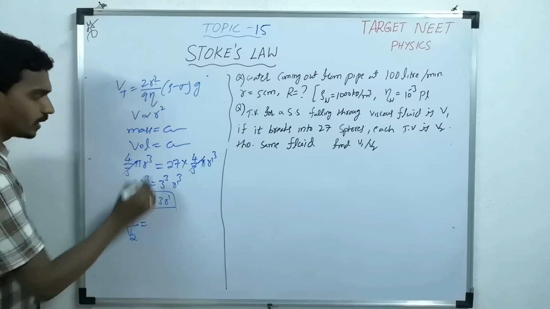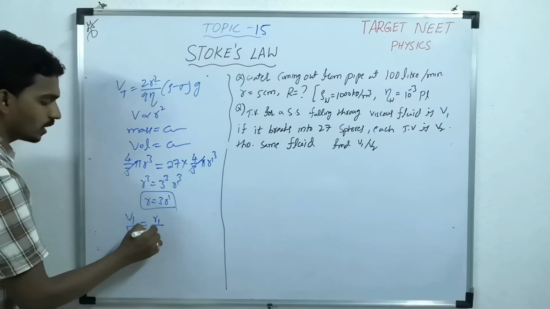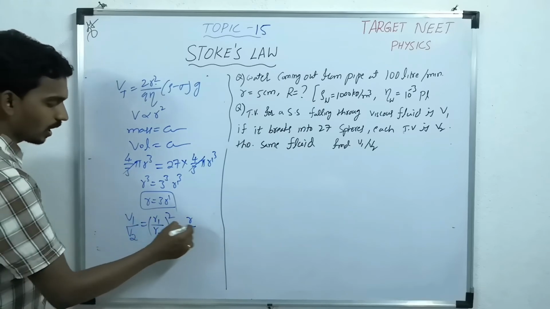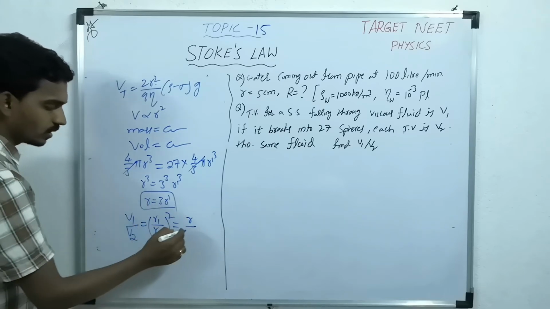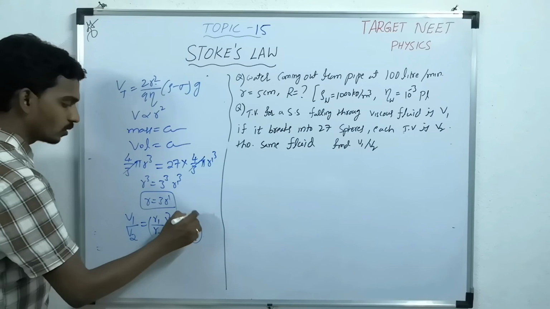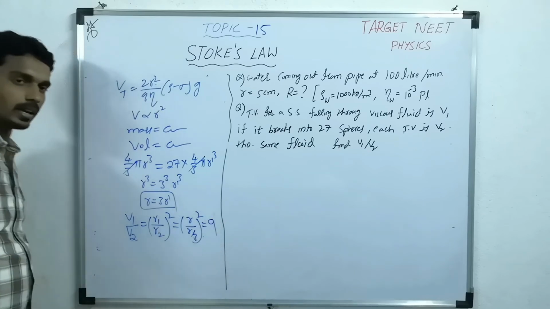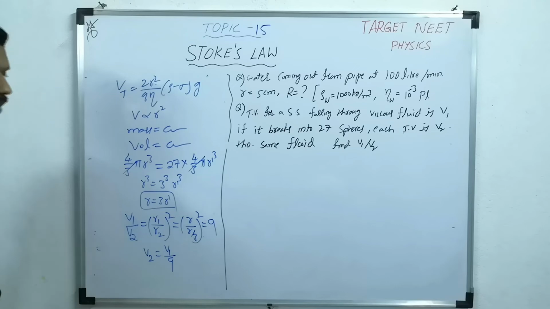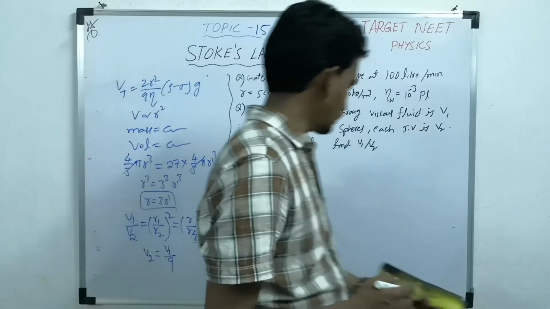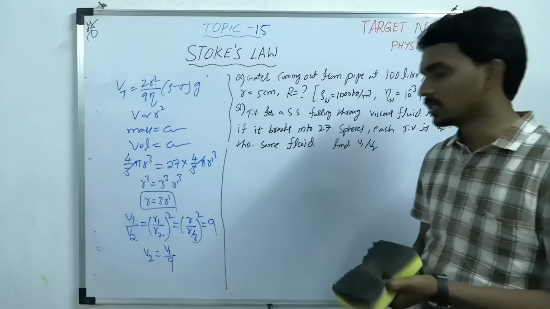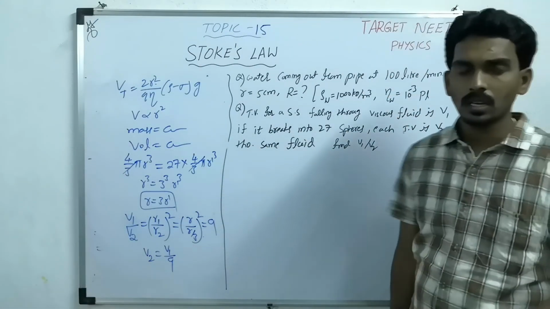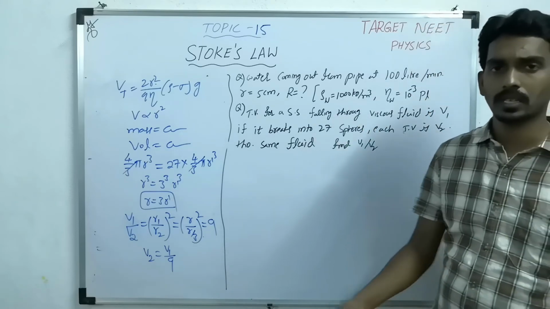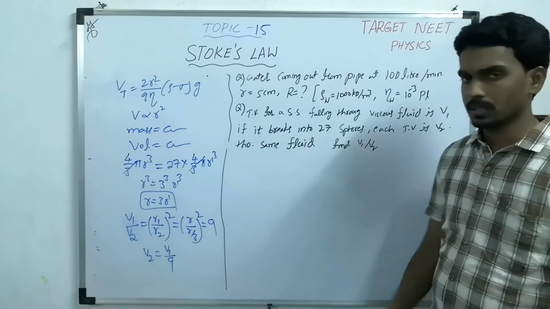So V1 by V2 equal to R1 by R2 whole square. Nothing but R1 is initial R and R2 is R by 3, whole square. It will become how much? 9. So V2 will become V1 by 9, or V1 by V2 how much? 9. So this way you can get the questions. This is one of the previous year questions based on Stokes law.